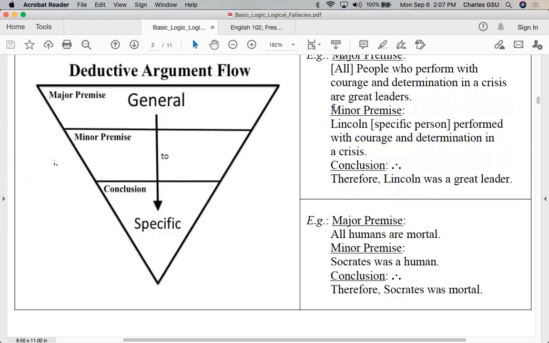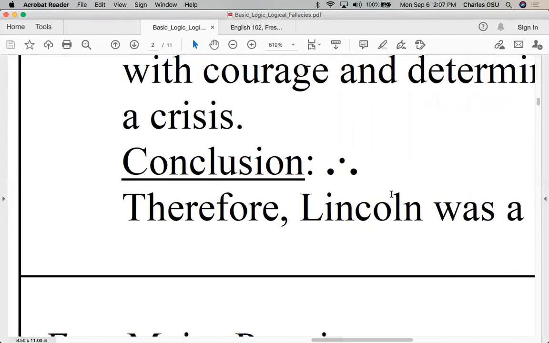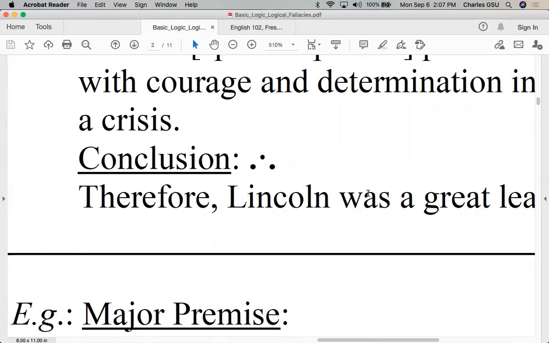And then a minor premise right below it takes one or a portion of this broad category of people. In this case, it takes Abraham Lincoln, a specific person of all people, who performed with courage and determination in a crisis, referring, of course, to the Civil War. And the conclusion, which, by the way, you want to take some good quick notes on in your lectures.